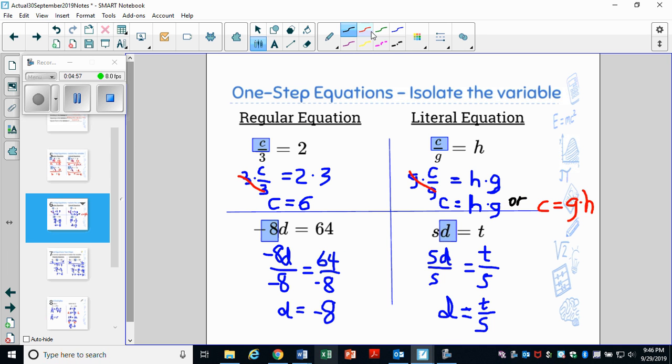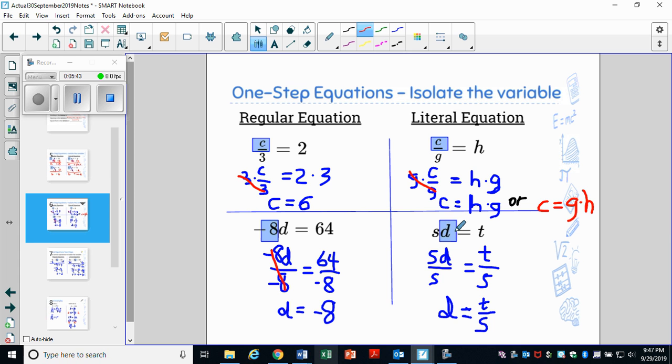Another case, we have negative 8 times d equals 64. So the opposite of multiplying by -8 is dividing by -8. It is the opposite of operations, not opposite numbers, because the opposite of -8 is +8, but the opposite operation of multiplying by -8 is dividing by -8. And again, division property of equality. I divide -8d by -8. I also have to divide +64 by -8. And the result, d equals -8.